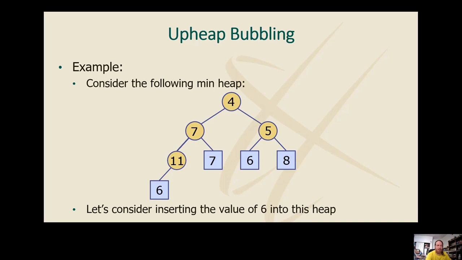And now we upheap. We compare 6 and 11. Is 6 less than 11? Yes. Swap. We compare 6 and 7 because 6 is not the root. Is 6 less than 7? Yes, so we swap. Now, is 6 the root yet? No, so we compare it with 4. Is 6 less than 4? No, so we're done, right?